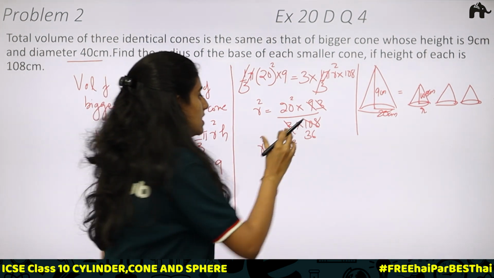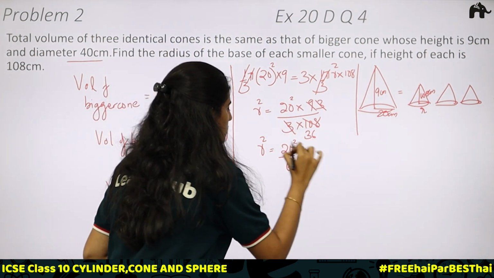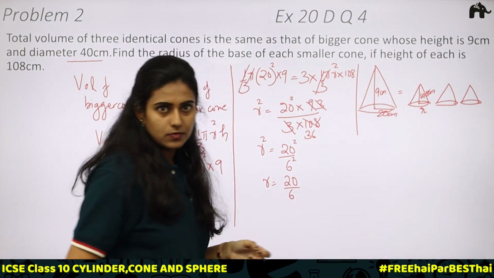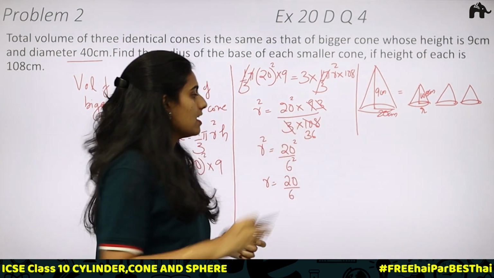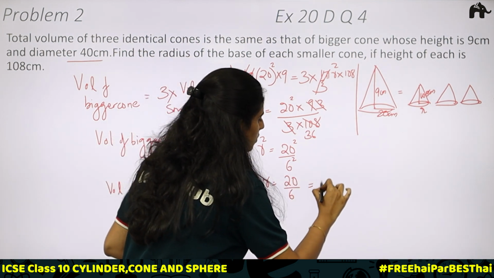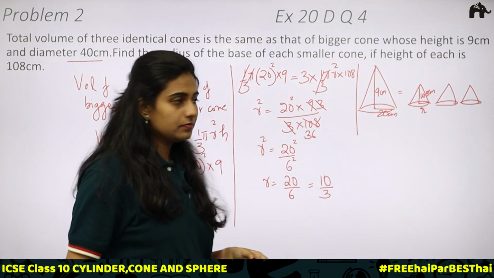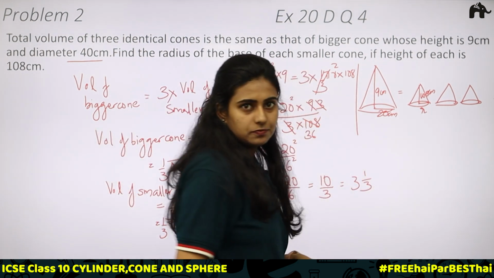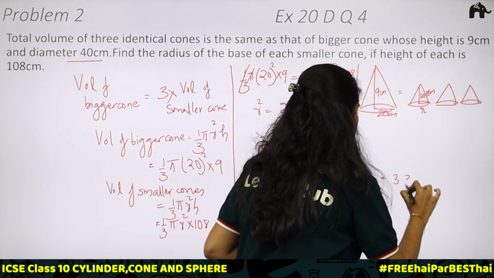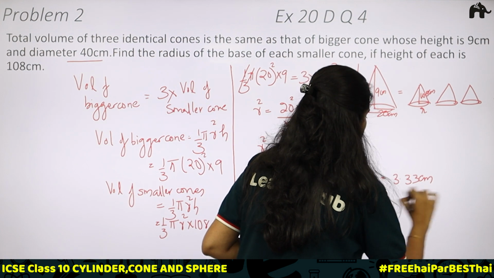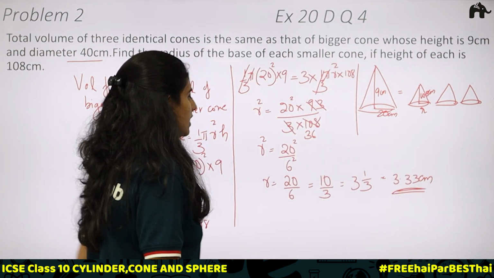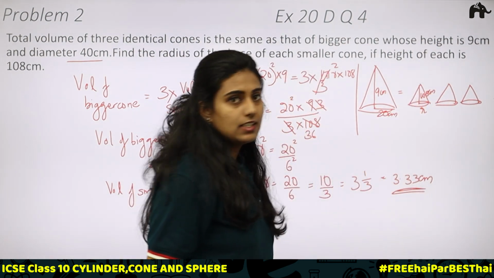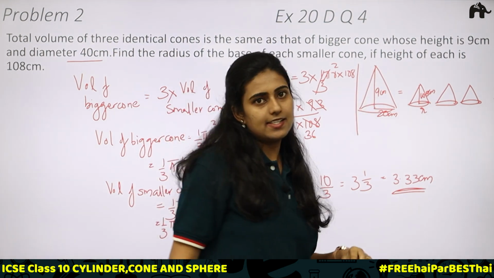What about 36? 36 is 6 square. Then what is r? R will be equal to 20 divided by 6, the whole square. Therefore, radius will be 20 by 6, equal to 10 by 3. You can write it like this, or it can be written as 3 1 by 3 or 3.33 centimeters. Clear? This is how we can find the radius of the smaller cone. There are 3 smaller cones of radius 3.33 centimeters and height 108 centimeters.